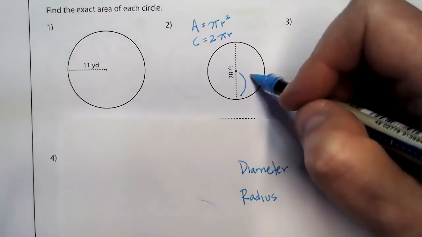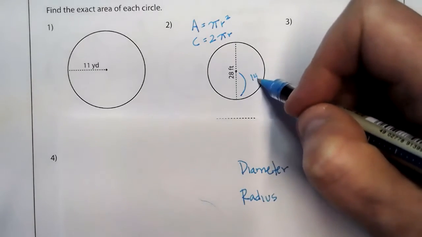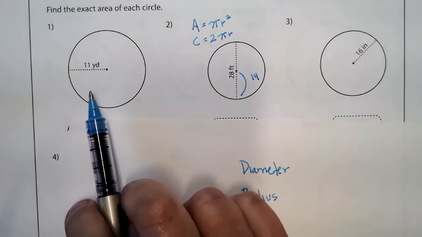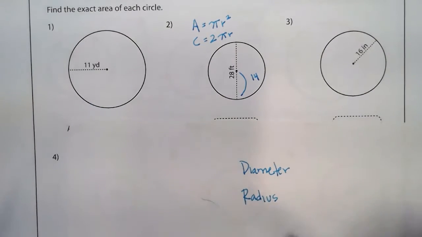So in this case, that would be 14. And then this one is just fine. They already gave us just the radius. 11 is all we need.